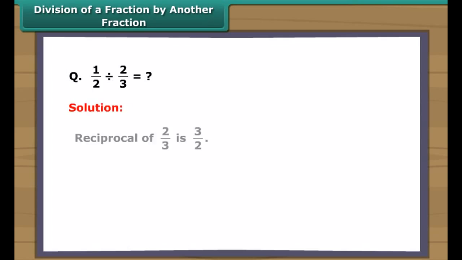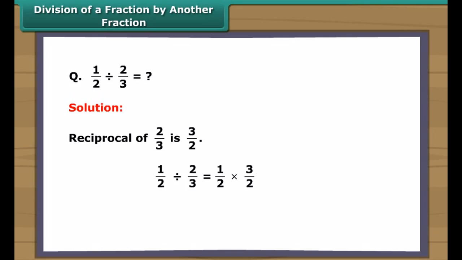Division of a fraction by another fraction. Friends, can you find half divided by 2/3 now? The reciprocal of 2/3 is 3/2. Thus, half divided by 2/3 is equal to half multiplied by 3/2. This is equal to 3/4. Remember, the division sign changes to multiplication sign as soon as the number on the right side of the sign is replaced by its reciprocal. Here the number on the left side remains unchanged.